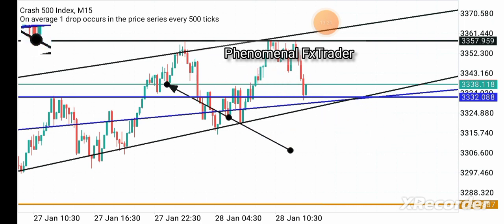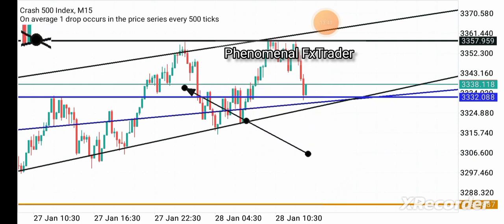I predicted this movement yesterday night. The market was somewhere around here. I posted it in my Telegram channel, the free channel. I'll put the link in the description of this video. The market was somewhere here, and I posted a setup that the market would get to this level, then sell back down, then go up.